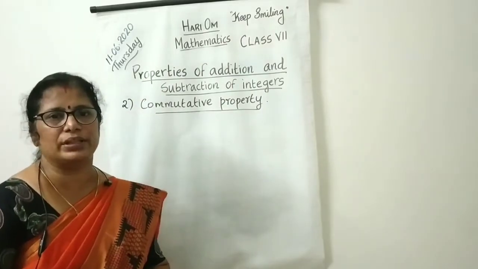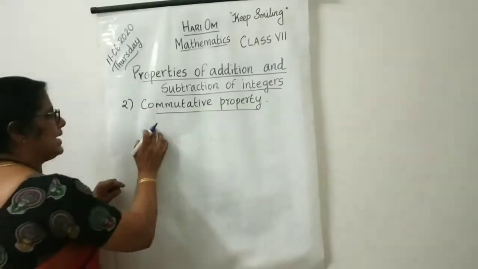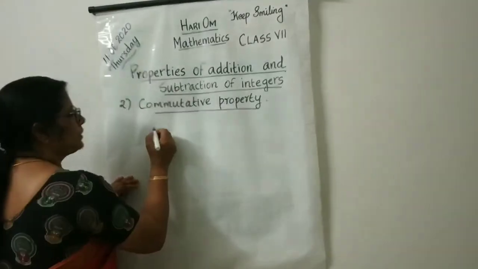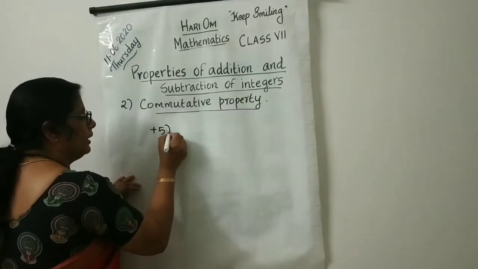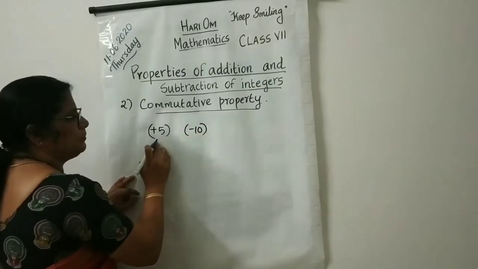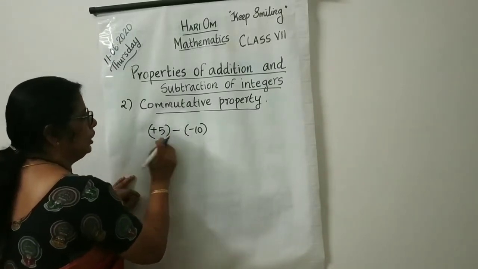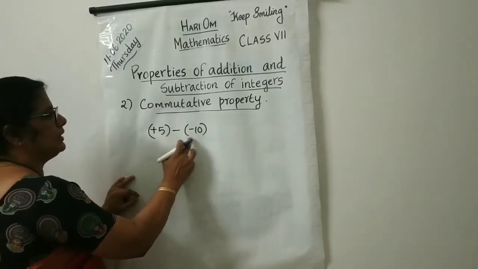Now let us check whether subtraction is commutative for integers. For that I am going to take two integers. First is positive 5 and negative 10. I am taking two integers, positive 5 and minus 10, and I am going to subtract. So, positive 5 minus minus 10.